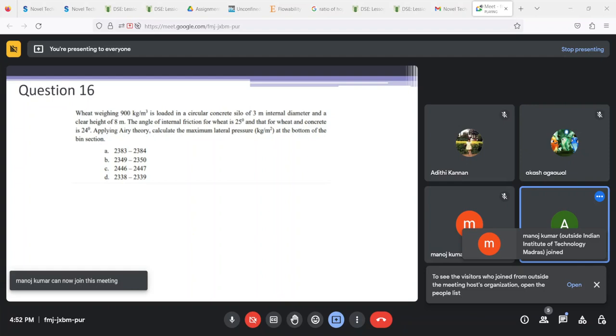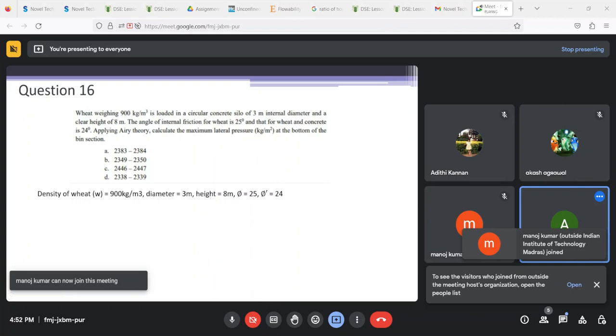In this question, they have already given you what formula to apply. Had it not been given, you would figure out what kind of silo you are looking at, then choose an appropriate formula. Here they have already asked you to apply the Airy theory, so we'll proceed with that. Given in this question, the density of the wheat is 900 kg per meter cube, diameter of the silo is 3 meters, height is 8 meters, the angle of internal friction between the grains is phi, equal to 25 degrees, and the angle between the wheat and the bin or the concrete is phi dash, which is 24 degrees.